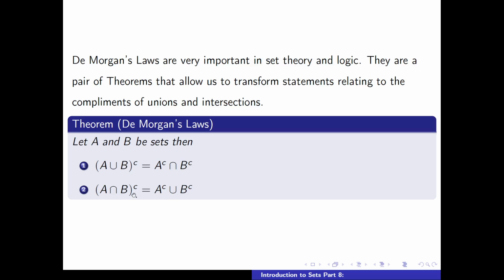And the second part is, suppose we have the complement of the intersection of A and B, and that's equal to the union of A complement and B complement. So this is A complement or B complement. The basic idea here is if we're not in A or B, then that means we're not in A and we're not in B. And in part 2, we're saying if we're not in the intersection of A and B, then we're in the complement of A or we're in the complement of B.